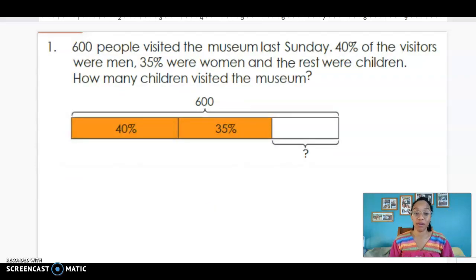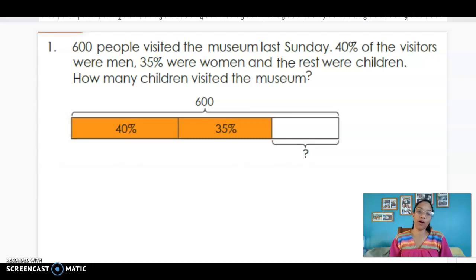Let's try another problem with 3 parts to make a whole. 600 people visited the museum last Sunday. 40% of the visitors were men, 35% were women, and the rest were children. How many children visited the museum? Now, notice this problem is a little bit similar to the last problem we had. We know the total quantity, we know 2 partial percents, we're missing one of the percents, and we're looking for the partial countable quantity of children. So let's go through the steps we did last time.